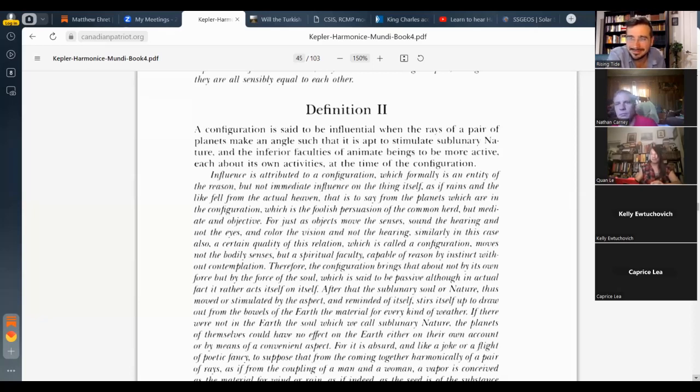Common sense. Okay, do we keep on with definition 2? I think so. Okay. Definition 2.